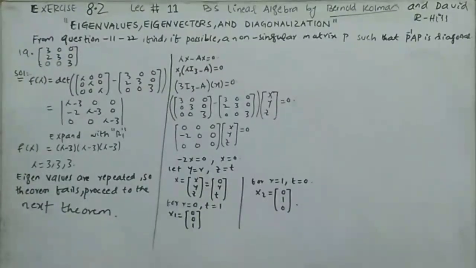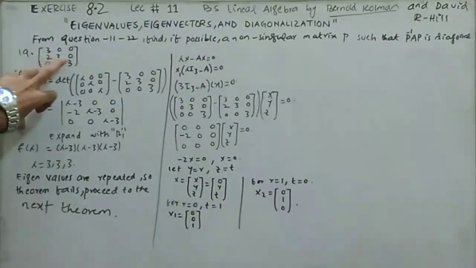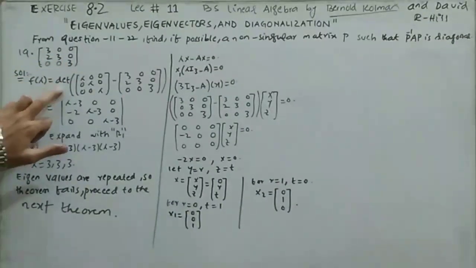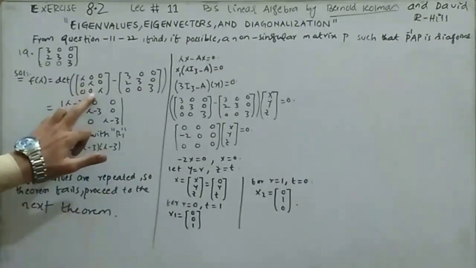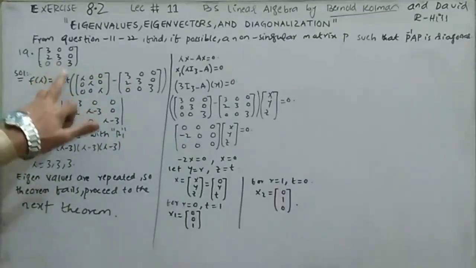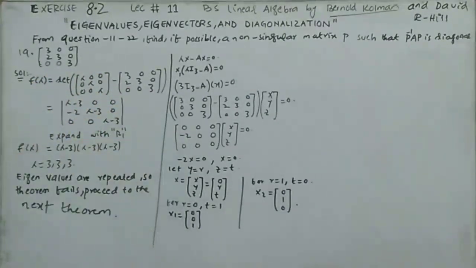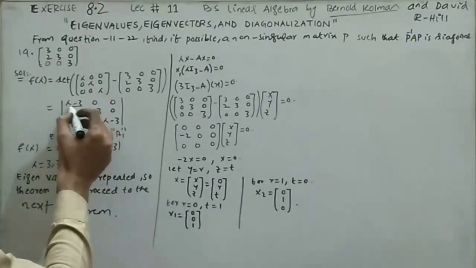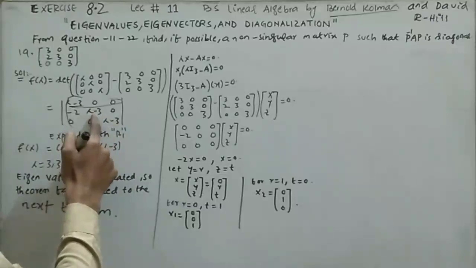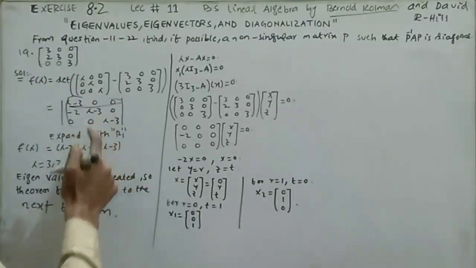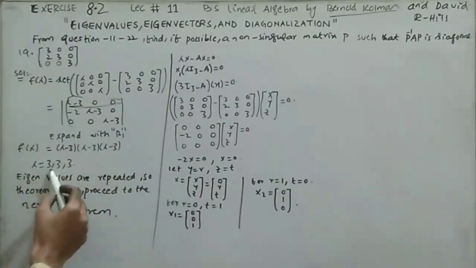Now move to the next question, question number 19. A lower triangular matrix is given: 3 0 0, 2 3 0, 0 0 3. So f of lambda will be determinant of lambda times identity matrix, which gives us this matrix, minus the original matrix. By simplification it gives us this matrix. Over here we have a determinant, so for the determinant I expand this with R1. So for lambda minus 3 I cross this row and this column, I am left with lambda minus 3 into lambda minus 3 and this gives us 0. So the result is lambda is equal to 3, 3, 3.